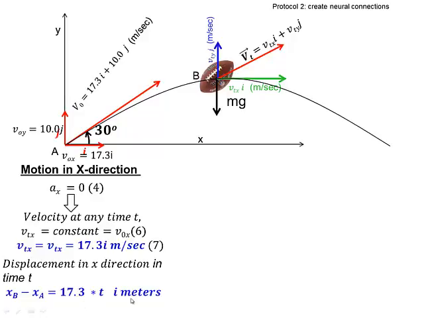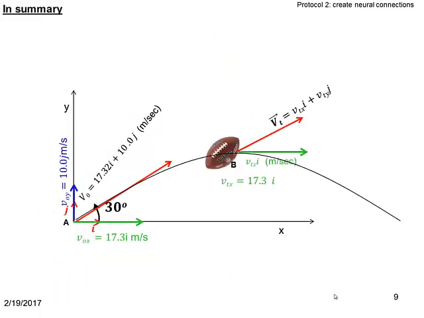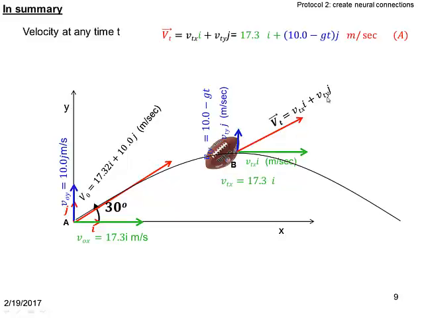For motion in y direction, integrating equation 5, we get y component of velocity vector at any given time as vty equals v0y minus gt. Integration of this equation will lead to displacement in y direction as yb minus ya equals v0y t minus half g t square. Combining x and y components, we can express the velocity vector and displacement of the projectile for a given instant of time t as equation A and B.